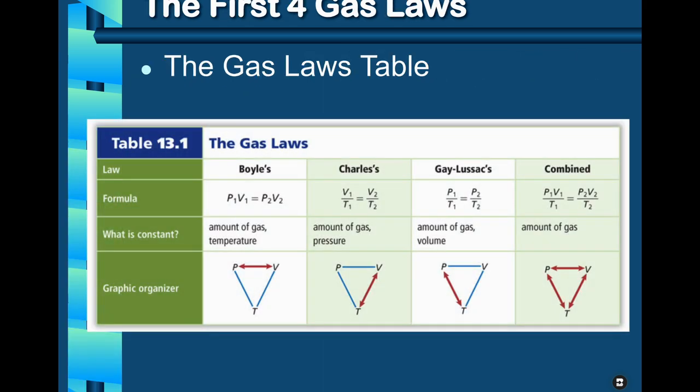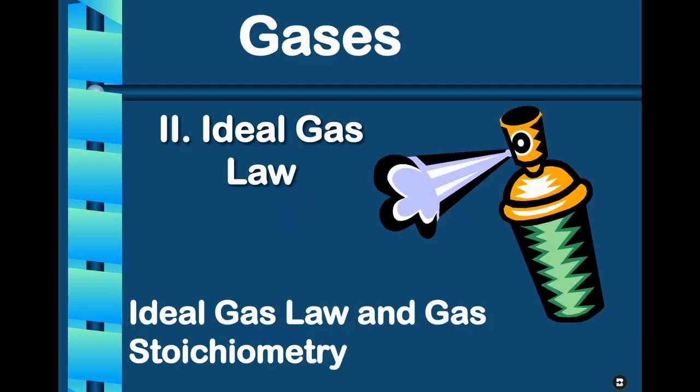So let's review the gas laws that we've learned so far. We've learned Boyle's law, which relates pressure and volume, which means that we're holding moles and temperature constant. Charles is volume and temperature. Then we have pressure and temperature, and then we can combine them all together for the combined gas law. So I like to just use the combined gas law because it has all three of those together, and then you don't have to memorize each one individually.